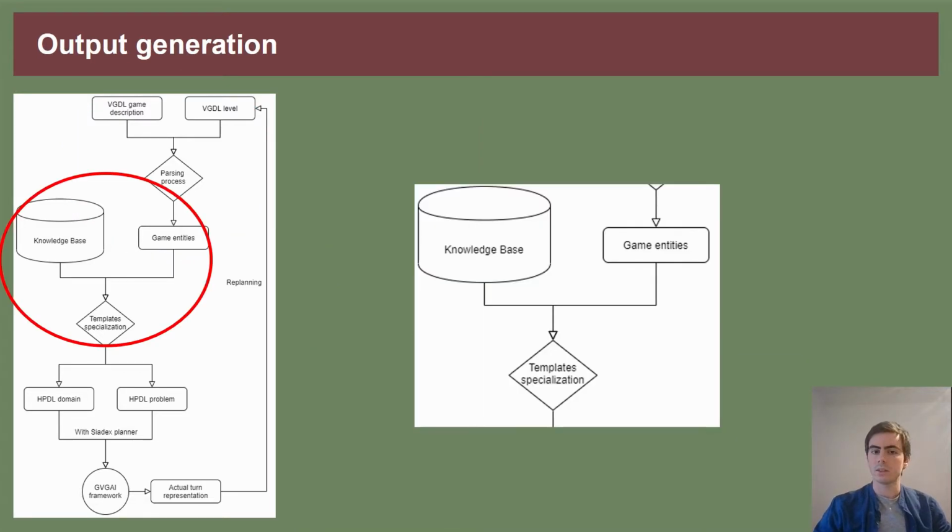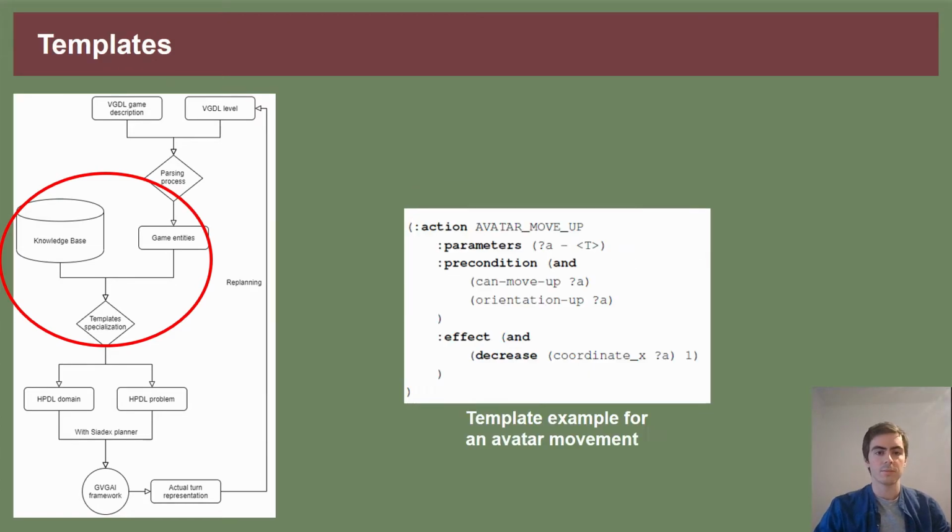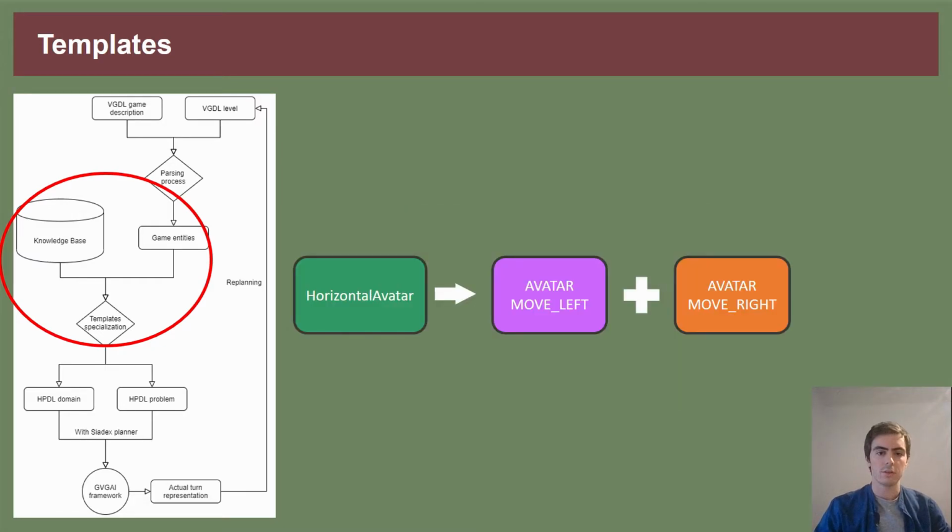Then, with the help of a set of templates, the entities are instantiated and content for the HTN domain and problem is produced. The templates encode knowledge of how to represent the different VGDL elements into HPDL content, like primitives, predicates, or objects. They are not game-specific, but rather associated with a particular game entity. For example, for an avatar who moves horizontally, we will have templates for both of its possible movements, and in the domains, two different primitives will be produced.